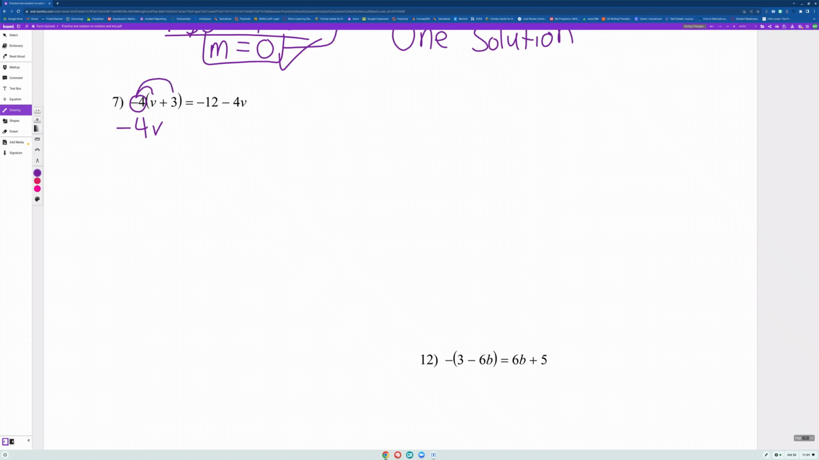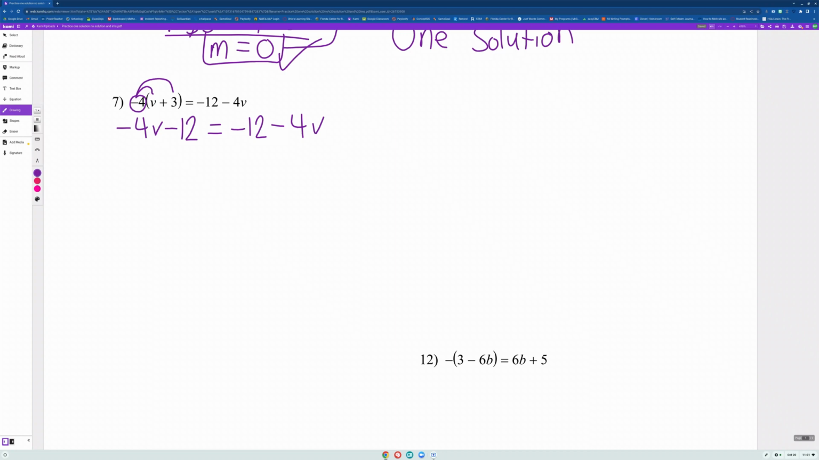A negative times a positive is a negative, and then 4 times 3 is 12. And this is going to be equal to -12. Oops, not adding. Sorry about that. Minus 4v. So now I have an equation with variables on both sides.